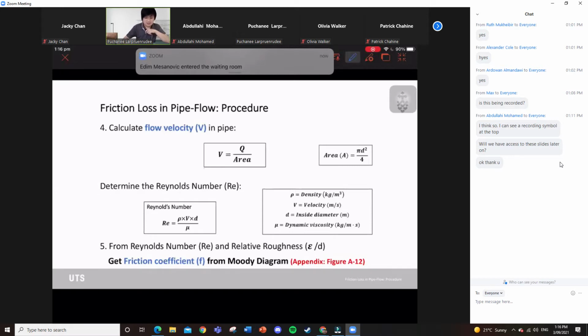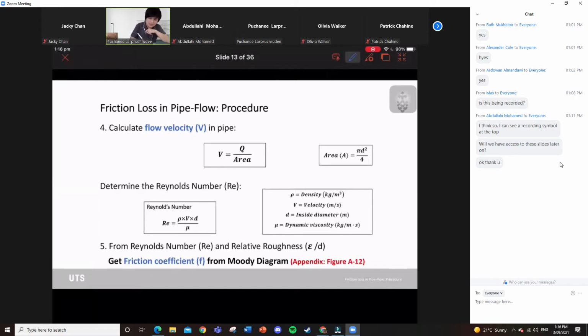And next, you need to calculate the flow velocity in a pipe. Velocity will be equal to the flow rate divided by the area. The flow rate, you get it from step 3. And for the area, cross-sectional area of the pipe, pi d square over 4. D is the inside diameter.